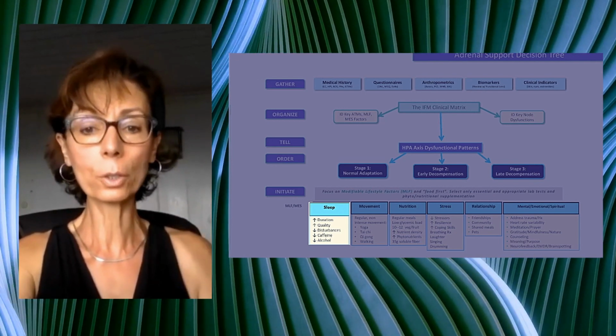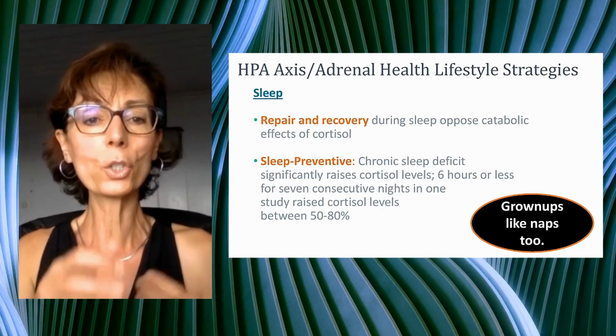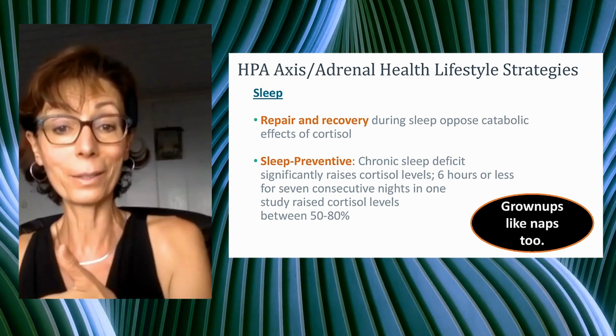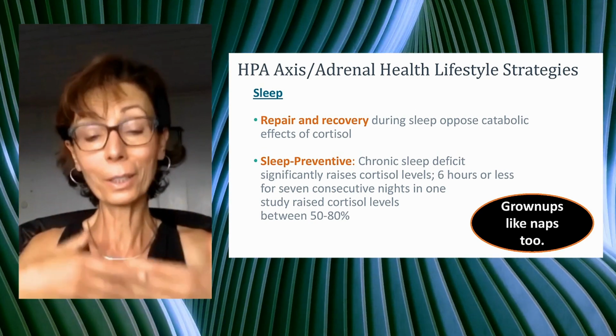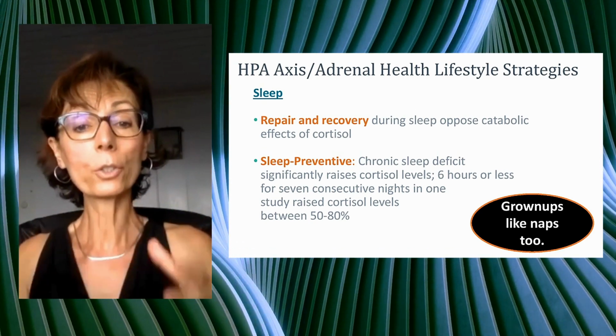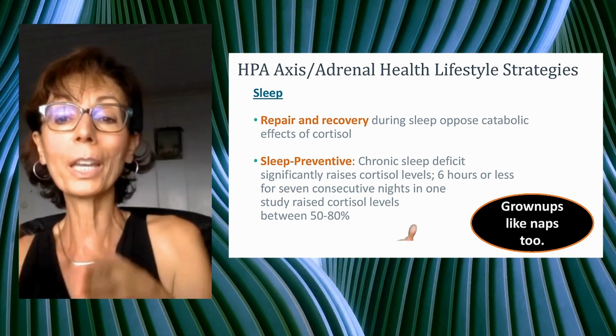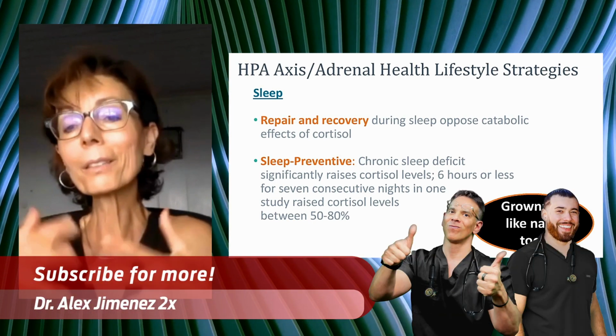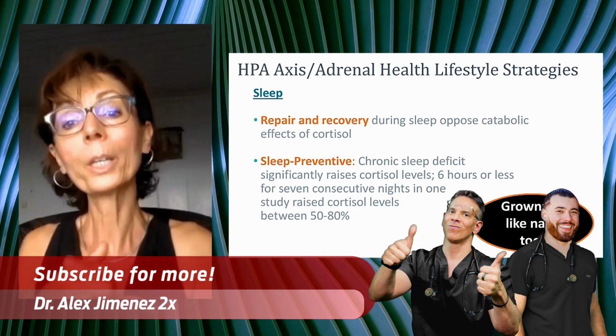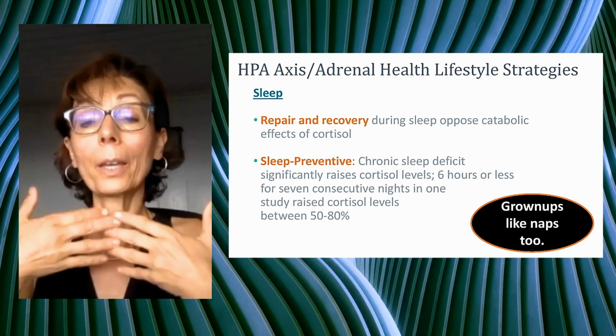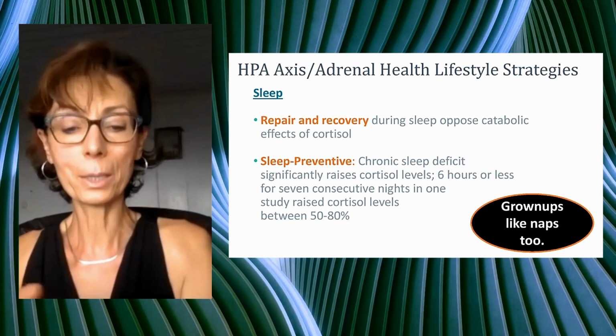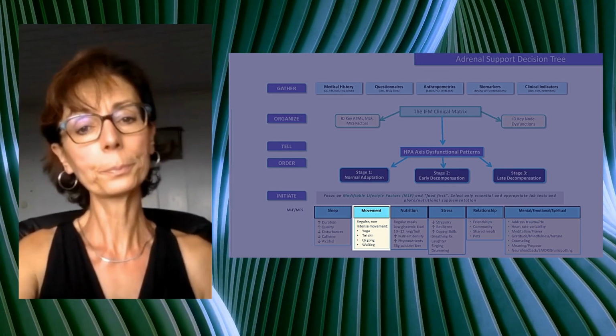And we have quite a few studies now looking at sleep. I already mentioned earlier that even sleeping just 2 hours less a night, on 7 consecutive nights, could raise your serum cortisol levels between 50 and 80%. So really think about how well patients are sleeping. Are they able to get to sleep? Are they able to stay asleep? And how crucial that is.